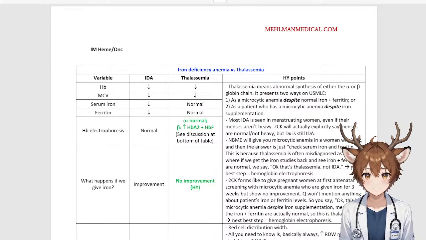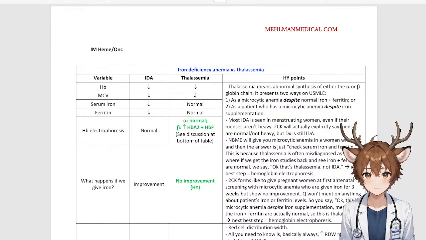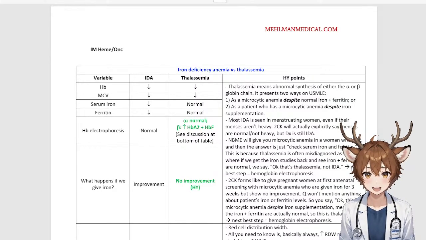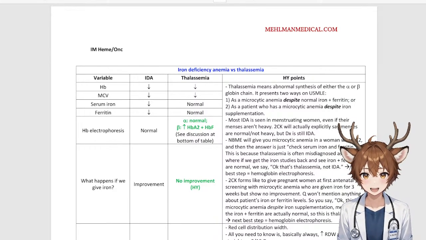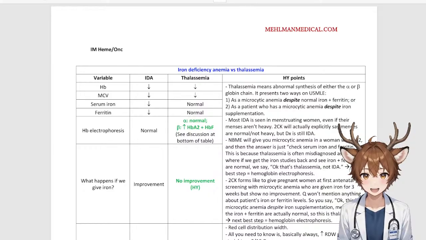But you get what I'm saying. The Mehlman Medical PDF for internal medicine. Now we're looking at the Heme chapter. That's the Hematology and Oncology chapter. This is going to be about 30 pages or so, so this might be 2 or 3 videos in total. So this will be like the part 1 essentially. So let's begin. Iron deficiency anemia versus thalassemia.